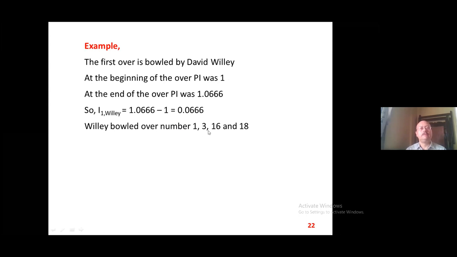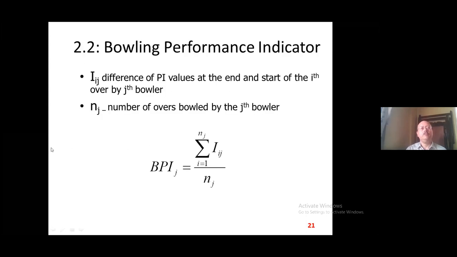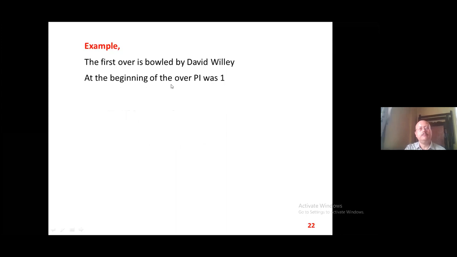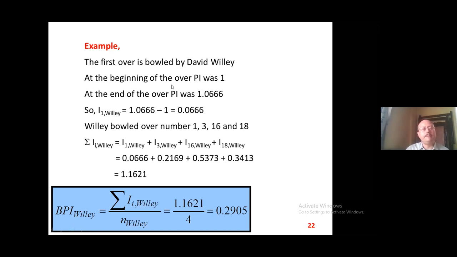David Willey actually bowled the first, third, 16th, and 18th overs. Every bowler can bowl at most four overs. So his cost is the sum of the four differences that happened in those four overs, and if we do the calculation, it turns out to be 1.1621. So what are we doing? We are looking at each of the overs bowled by the bowler and how much difference has been made to the pressure index value. And I average them. So in our definition, the performance indicator for David Willey is 0.2905. It's an average of the four overs that he bowled.